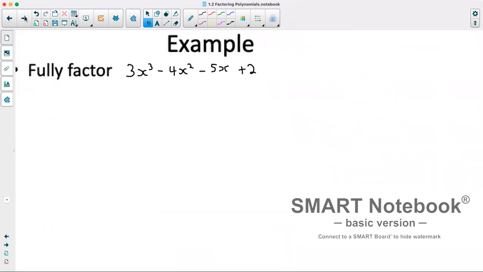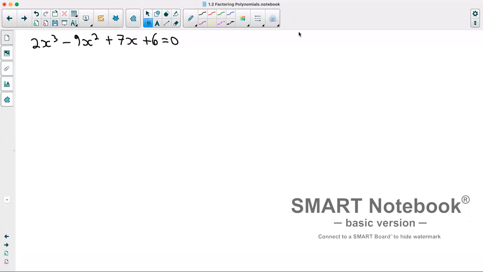Okay, so we will do another example. So we have 2x cubed minus 9x squared plus 7x plus 6. If we look at our factors of 6, that's going to be plus or minus 1, plus or minus 2, plus or minus 3, and plus or minus 6. So I would probably start with an a value of 1.